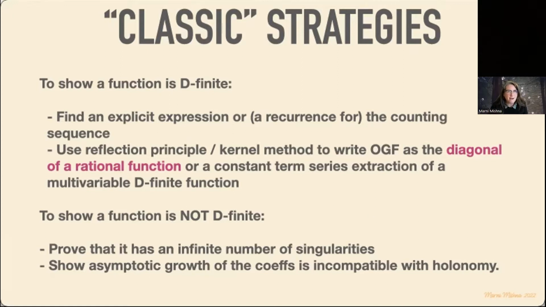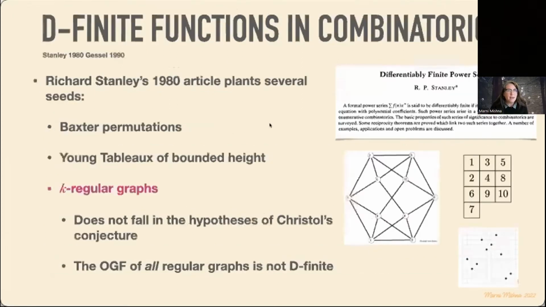Okay, so D-finite functions are interesting. In combinatorics, like I said, they were defined already in the 19th century, but they hooked on in combinatorics because of Richard Stanley's 1980 article, Differentially Finite Power Series. In there, he plants several seeds of saying, hey, these are going to be interesting, and look at these classes. So he looks at Baxter permutations, Young tableaux of bounded height, and k-regular graphs.